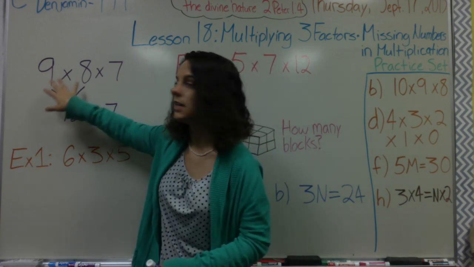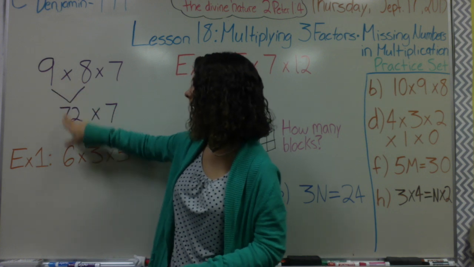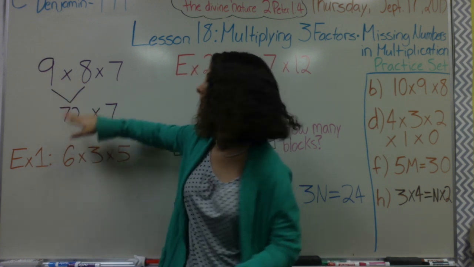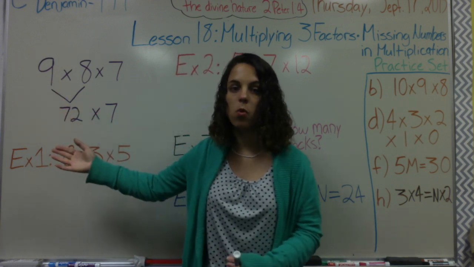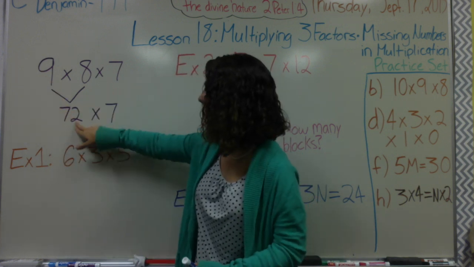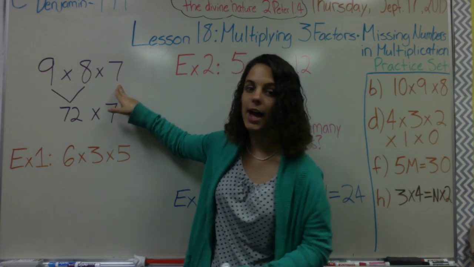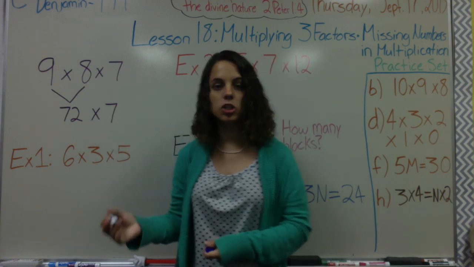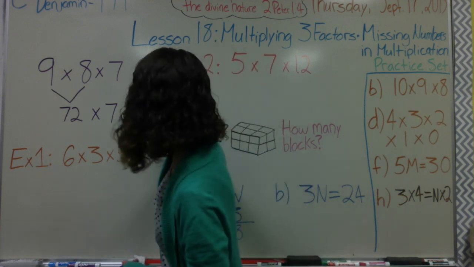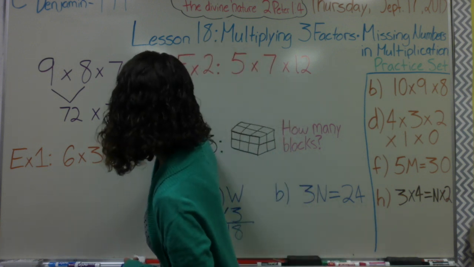So with 9 times 8, I get 72. Since I've already found the product of these two numbers, I don't need to multiply them anymore. I then need to multiply 72 times my last factor, which is 7. So when I multiply 72 times 7, we'll go ahead and solve that together.